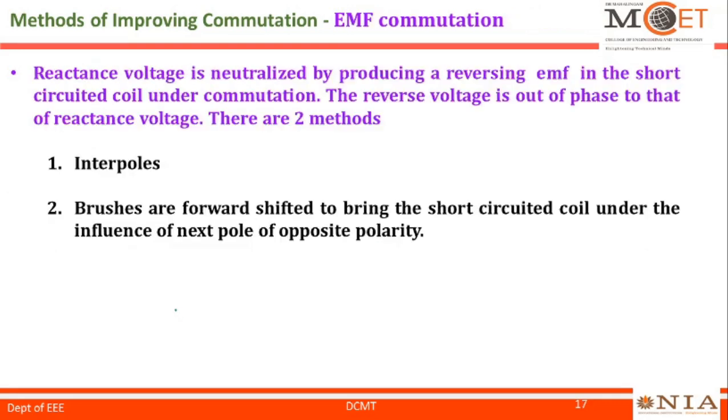Another way we could improve the commutation process is called EMF commutation, in which the reactance voltage is neutralized by producing a reversing EMF in the short circuited coil under commutation. This reverse voltage is basically out of phase with the reactance voltage. There are two methods used for this purpose. One is interpoles, which we have discussed during armature reaction; refer to the previous lecture. And the second method is to shift the brushes forward to bring the short circuited coil under the influence of the next pole of opposite polarity.